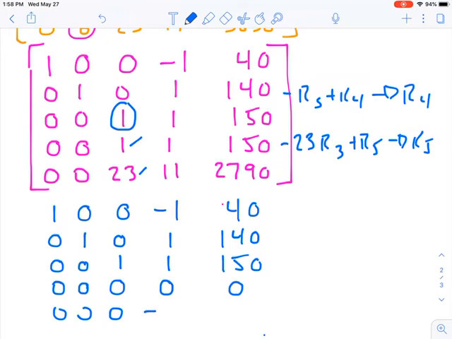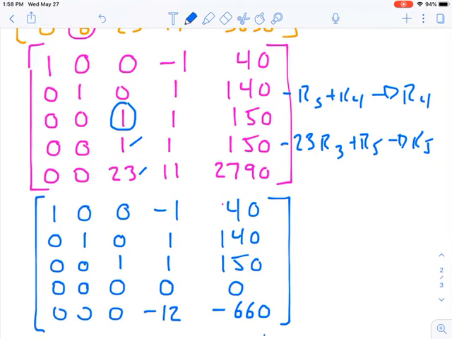And calculator time again. Negative 23 times 150 is 3450 plus 2790 is negative 660. All right, there's our next matrix.